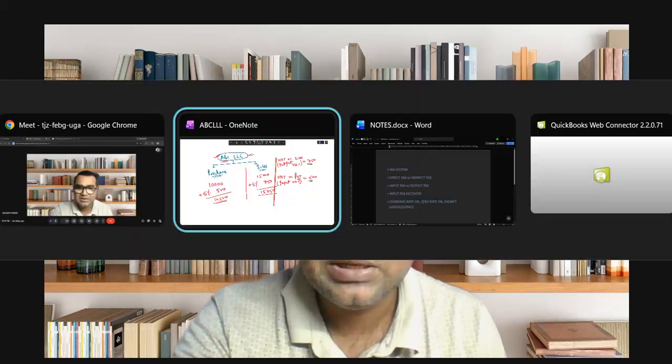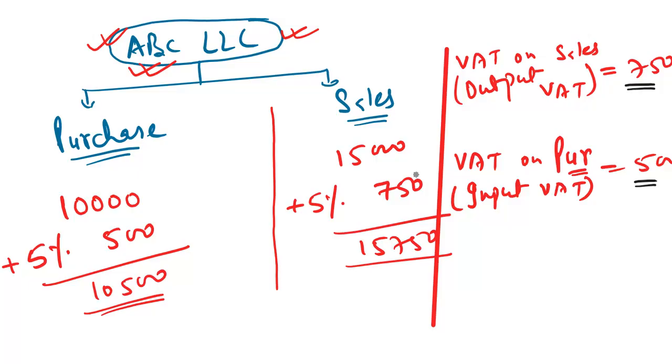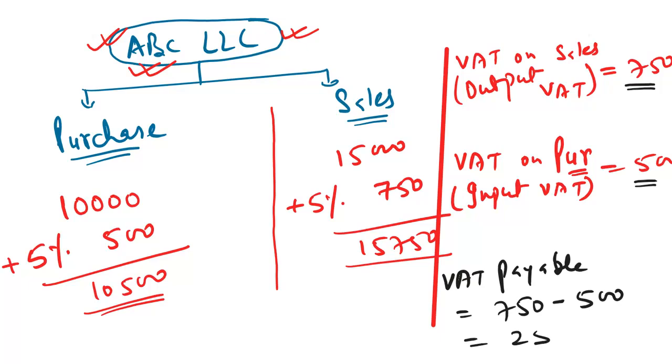So you will say that, Mr. Nishant, technically you want to say the VAT payable amount by the person would be 750 minus 500. Answer is yes. How much does he have to pay? 250. So the government is giving you a big relaxation.